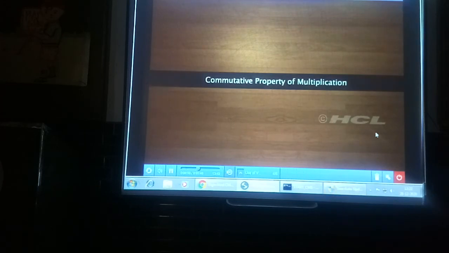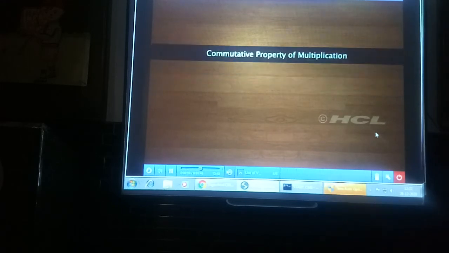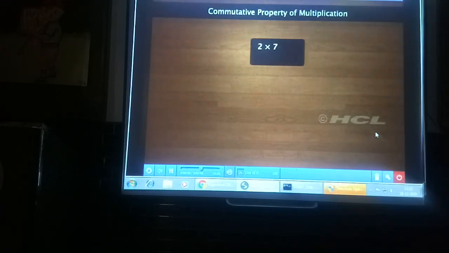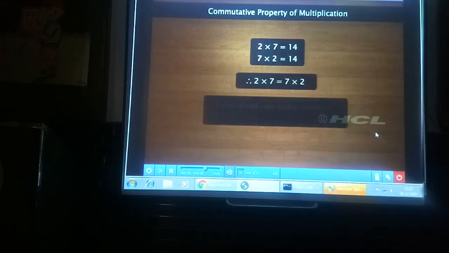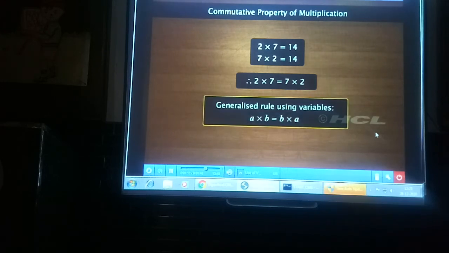Similarly, we can generalize the rule for the commutativity of multiplication of numbers. According to the commutativity of multiplication of two numbers, say 2 and 7, the product of 2 and 7 is equal to the product of 7 and 2. So in multiplication, this is true for any two numbers, and hence we can use variables such as a and b to represent the numbers.